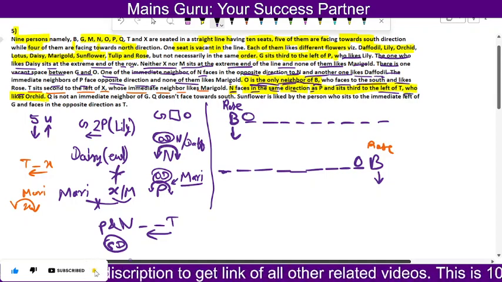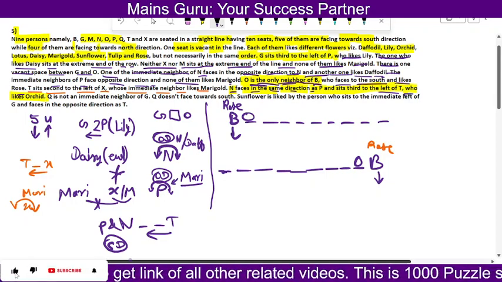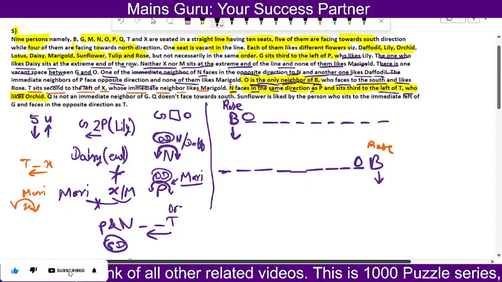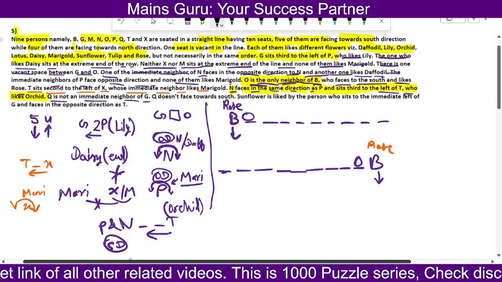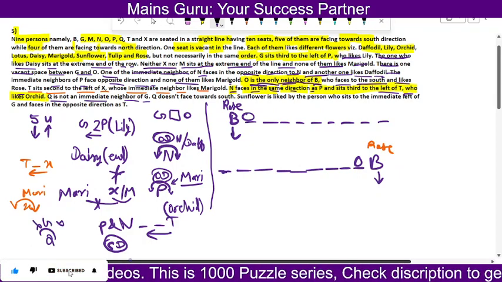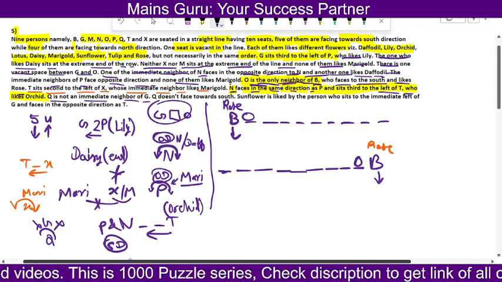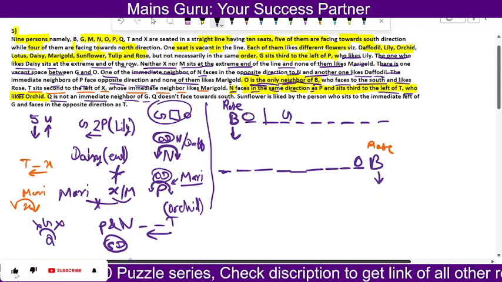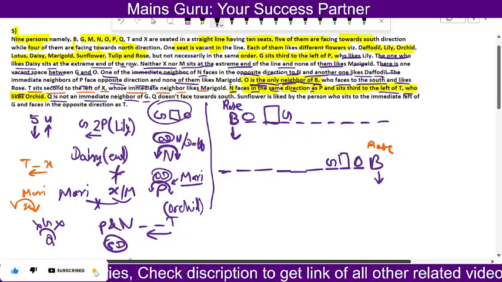Okay, T who likes orchid. So T likes orchid. Okay, Q is not an immediate neighbor of G. Q is not an immediate neighbor of G. We cannot start, I think, till now. We can write this G here. It means definitely this will be vacant, and here will be G in this condition.